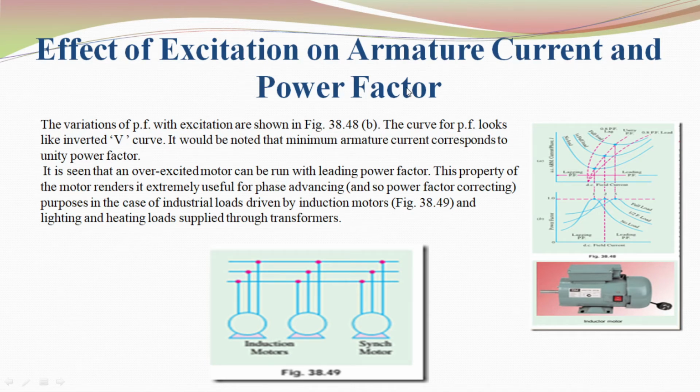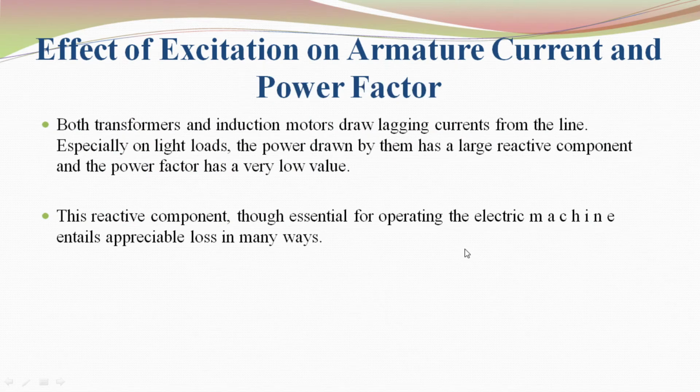This property of the motor renders it extremely useful for phase advancing purposes in the case of industrial loads which are driven by induction motors, and lighting and heating loads which are supplied through transformers. Both the transformers and induction motors will draw lagging currents from the line. Especially on light loads, the power drawn by them will have a large reactive component and the power factor has a very low value. This reactive component, which is essential for operating the electric machine, entails appreciable loss in many ways.